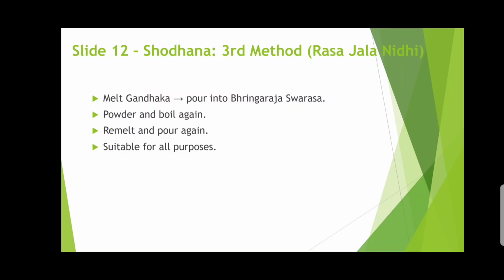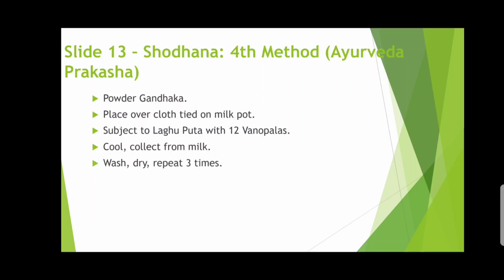In discussion, allotropes. Sulphur mainly exists in rhombic and monoclinic forms. Its melting point varies between 115 to 120 degrees Celsius. This variation helps in forming different allotropes during the Shodhana procedure.